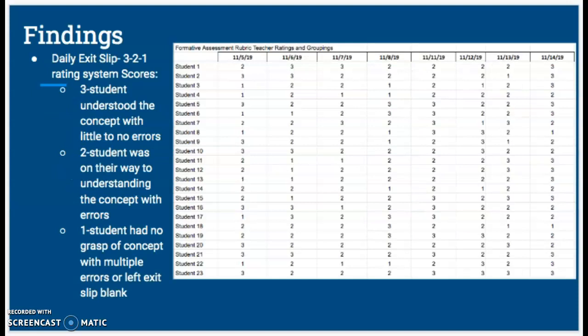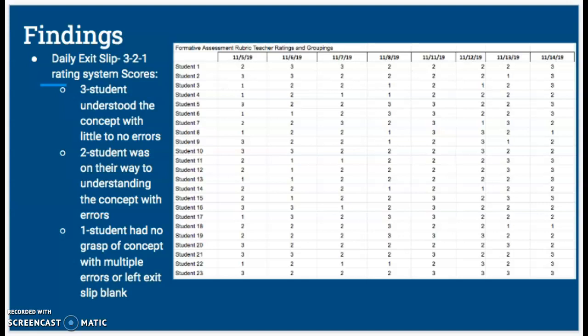And then here I have the formative assessment findings. With the chart, I used a daily exit slip with a 3-2-1 rating system. So I placed the students into 3 different groups based on what they were doing on the formative assessments. As you can see, I have 3s, 2s, and 1s all over this chart, and it told me whether the student understood the concept with little to no errors, whether the student was almost there, on their way to understanding with some errors, and then the 1 shows that the student had absolutely no concept of it, or they left it blank.